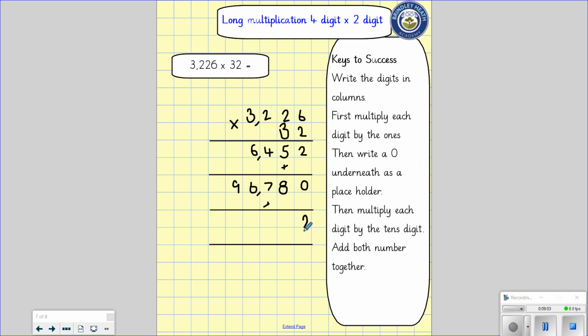2 add 0 is 2, 5 add 8 is 13, 4 add 7 is 11, add the extra 1 is 12. 6 add 6 is 12, add the extra 1 is 13. And then 0 here, 9, and the extra 1 is 10. I need to bring down that comma. And the answer to the calculation is 103,232. Thank you very much for listening. Happy multiplying!